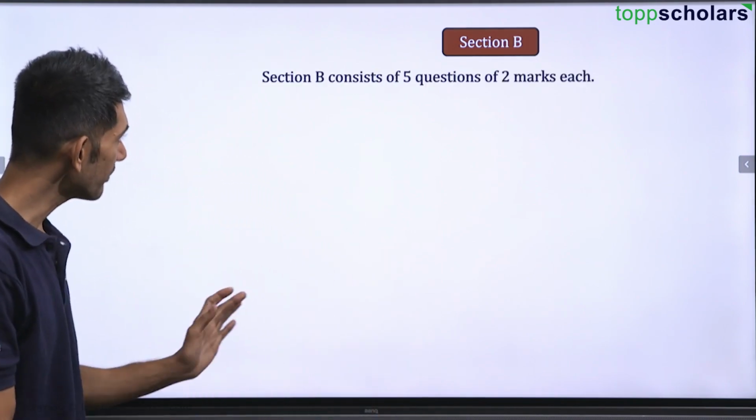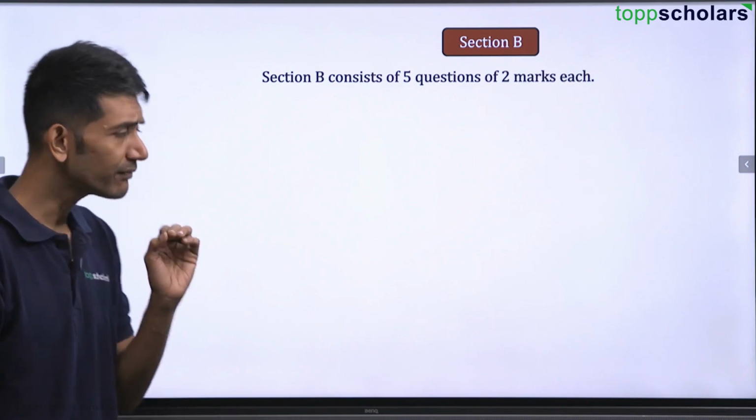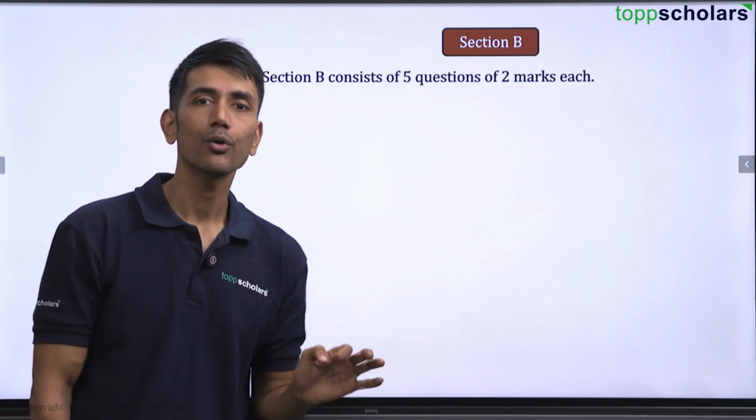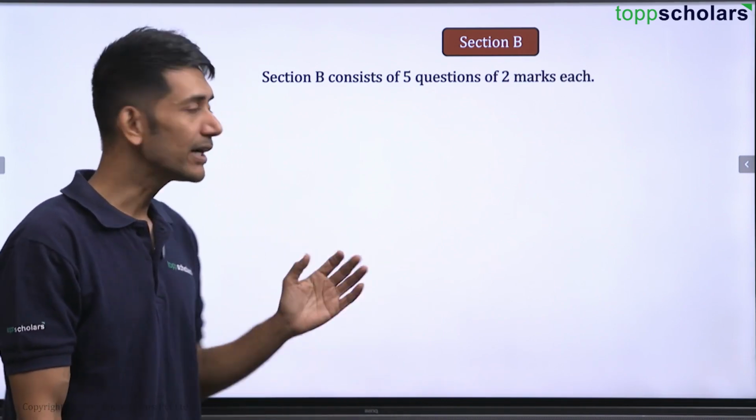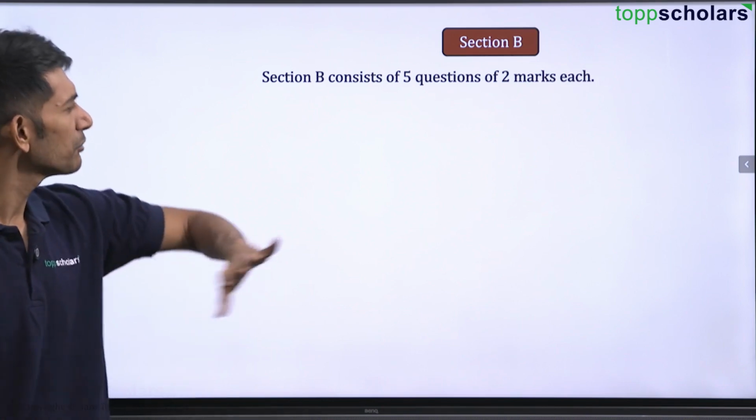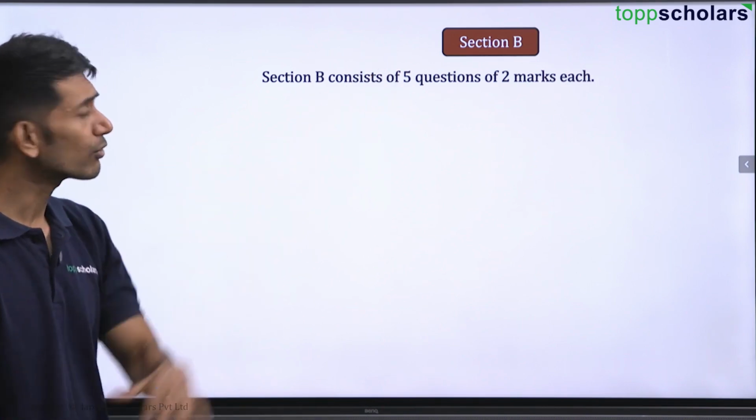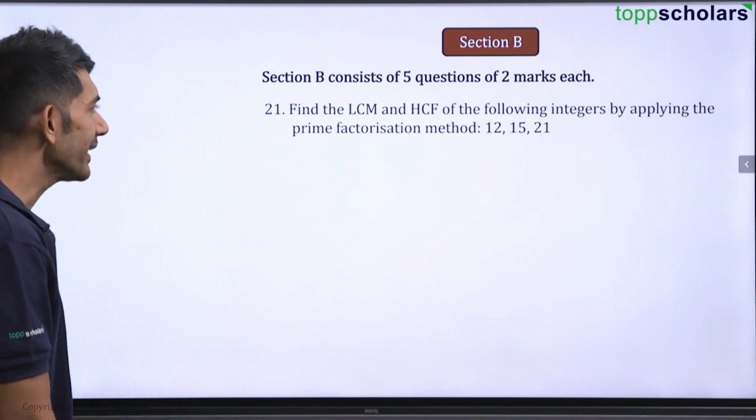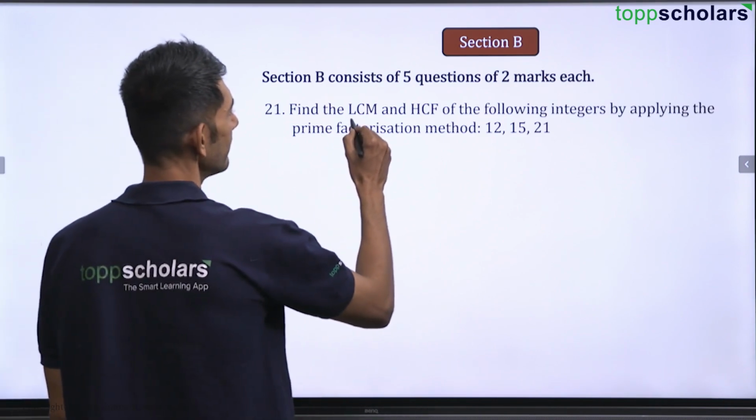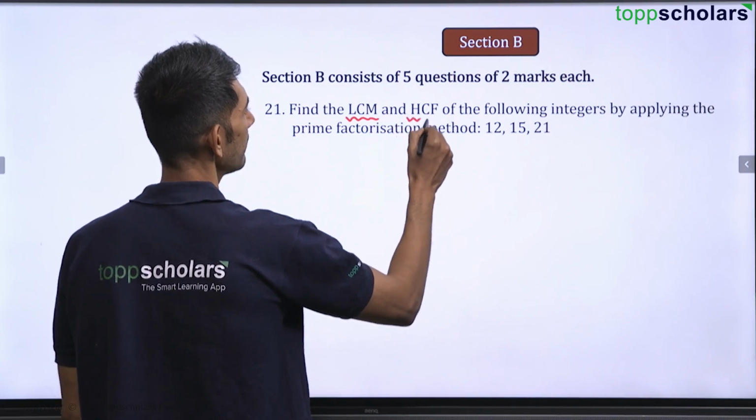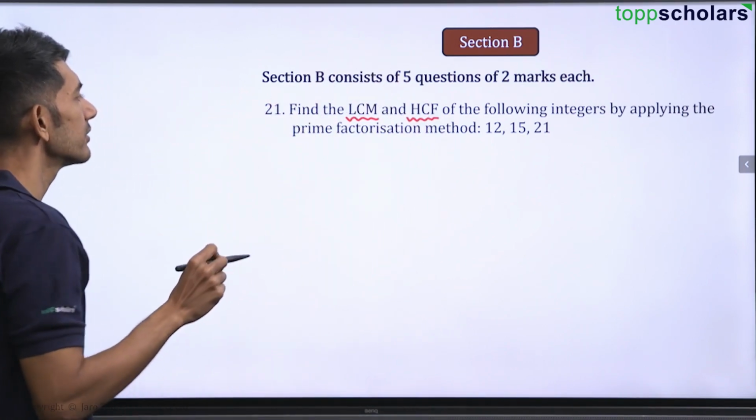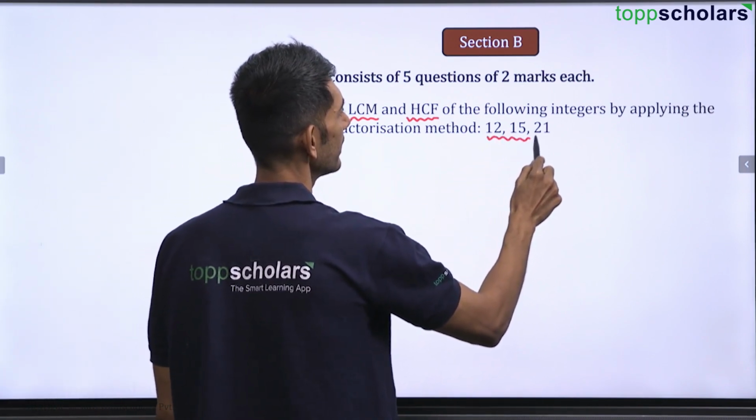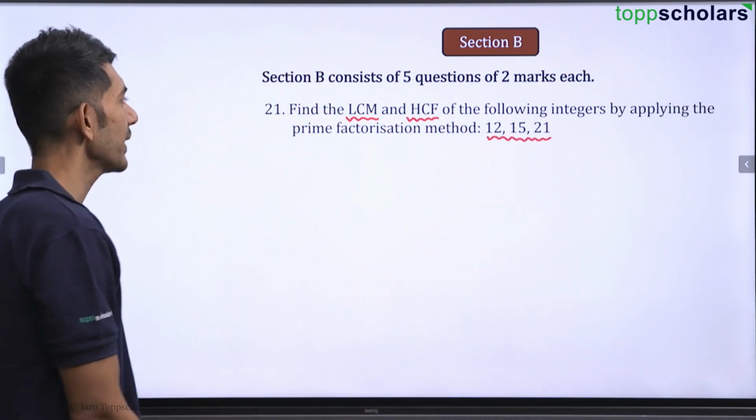Now if you see, section B consists of only 5 questions of 2 marks each. Here again we are not going to waste a lot of time. Within 10 to 15 minutes, maximum 15 minutes, we're going to solve these 5 questions, right? So let's begin. The question says, find the LCM and HCF of the following integers by applying the prime factorization method, that is 12, 15, 21.